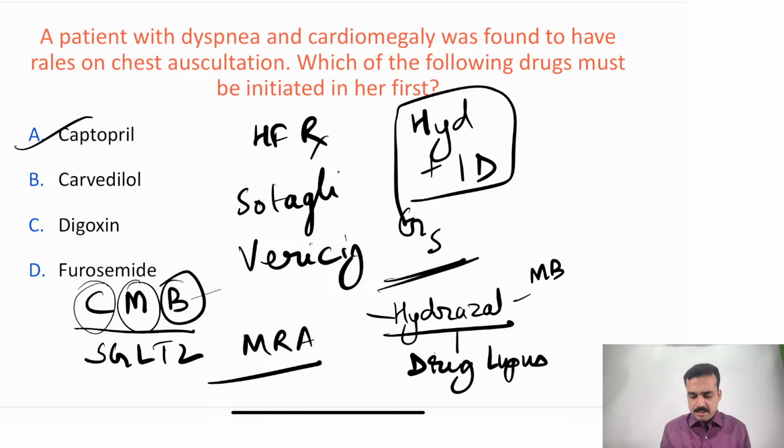And the final thing about hydralazine, pregnancy. Very good in pregnancy. In pregnancy, you can also use beta blockers. You should not use ACE inhibitors. That is again another PYQ.